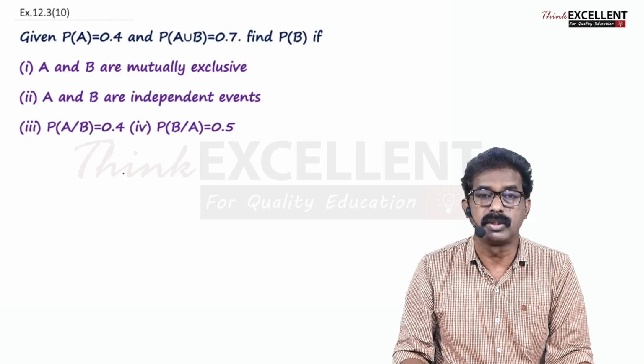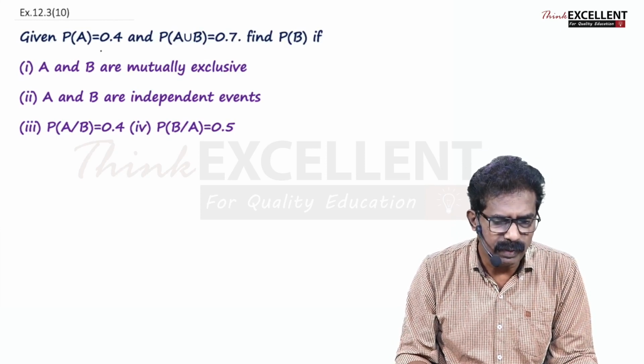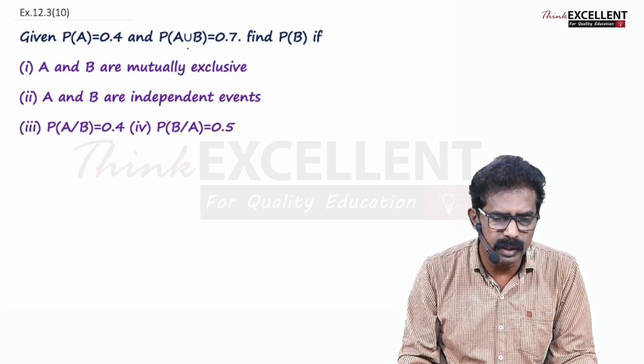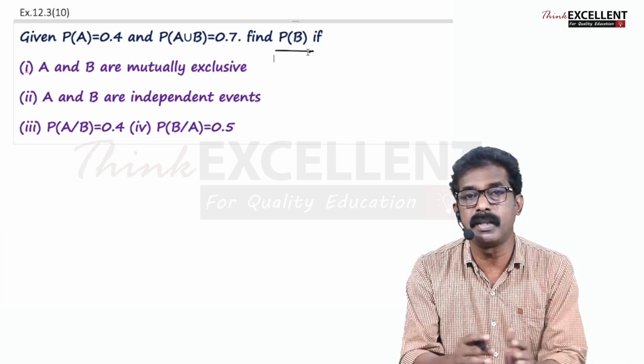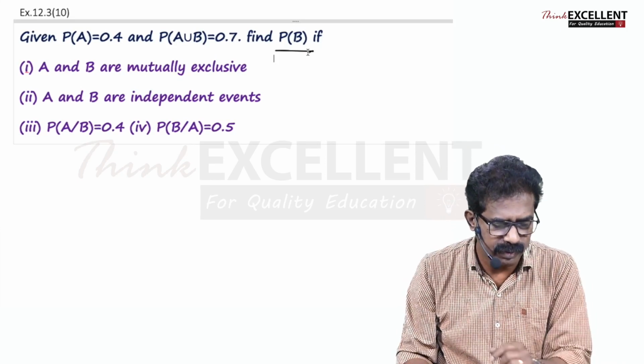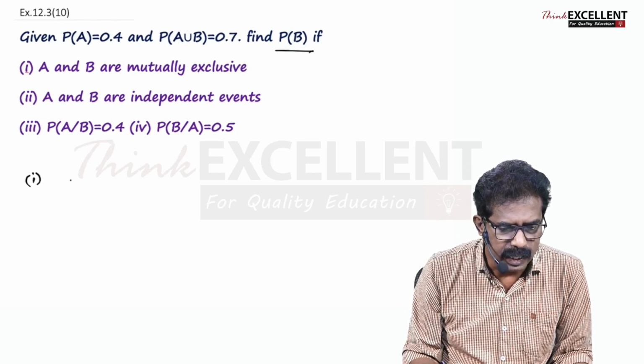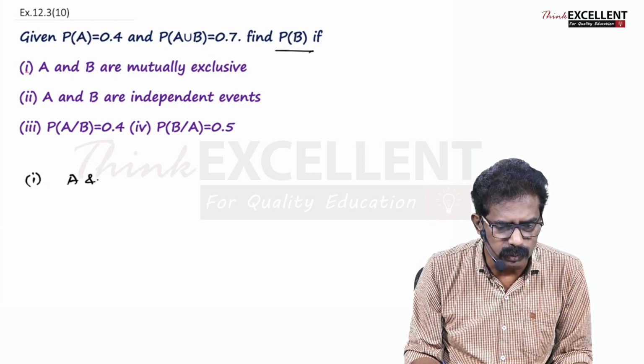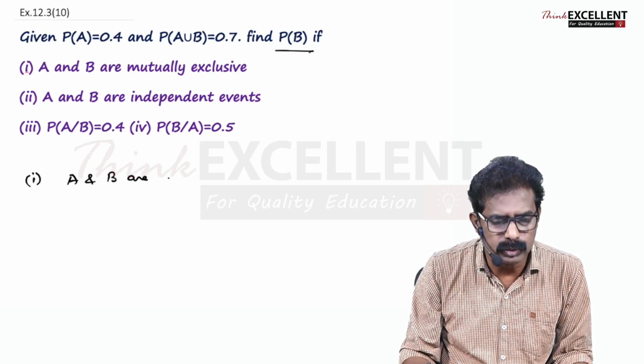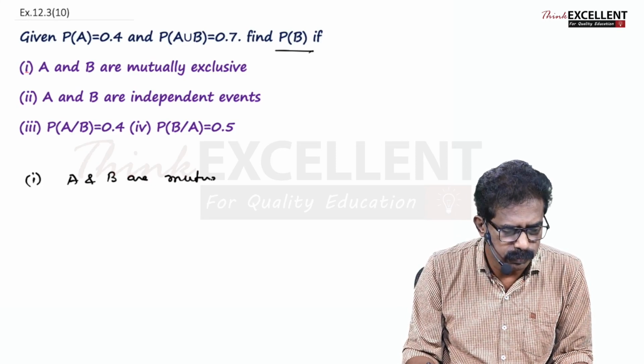Now let's move on to question number 10. Given P of A union B, the question is to find P of B under some conditions. See, the first condition is A and B are mutually exclusive.